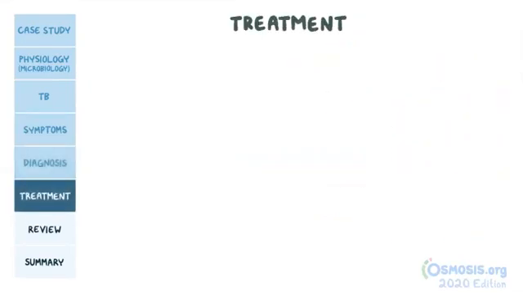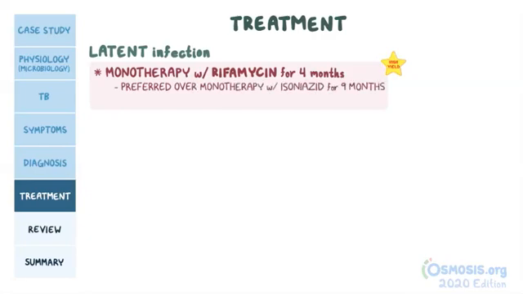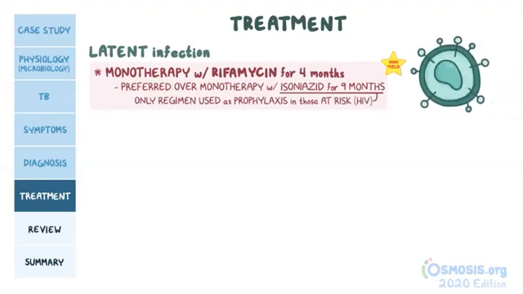Now let's look at treatment. For latent TB infection, it typically involves using monotherapy with rifamycin for 4 months. This is now preferred over monotherapy with isoniazid for 9 months, which used to be the number one option. Monotherapy with isoniazid for 9 months is still, though, the only regimen used as a prophylaxis against TB in those at risk of developing the disease, especially in individuals with HIV.